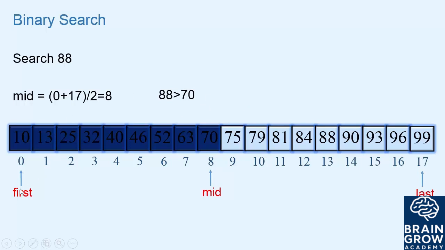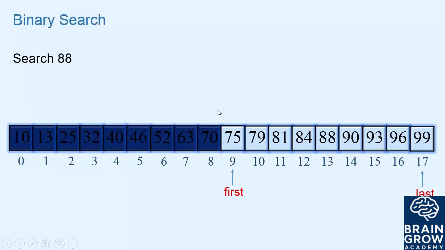And now we'll update the value of first. So now first becomes equal to 9. And now we have to search in this subarray. So again we'll calculate mid. It comes out to be 13. So this is the middle element. Now we compare this search value with this middle element. Both are equal. It means that the search value is found and the search is successful.